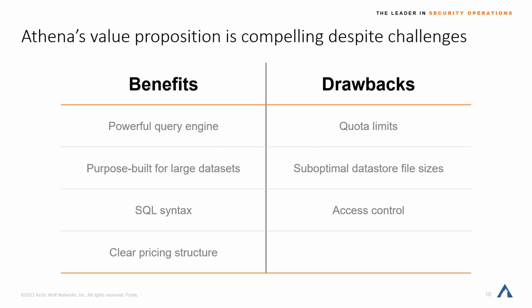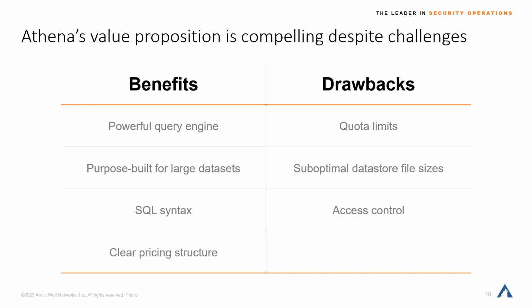Based on these requirements, Athena's value proposition is very compelling. It has a powerful query engine, aka Trino. It's purpose-built for large data sets. It has an SQL syntax, which makes it very user-friendly. And finally, it has a clear pricing structure. To be specific, we're using the traditional pricing model for the service, which is $5 per 1 terabyte of data scanned.